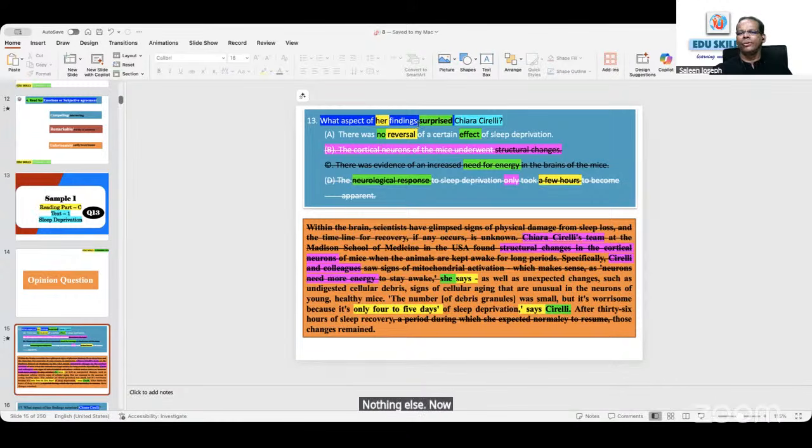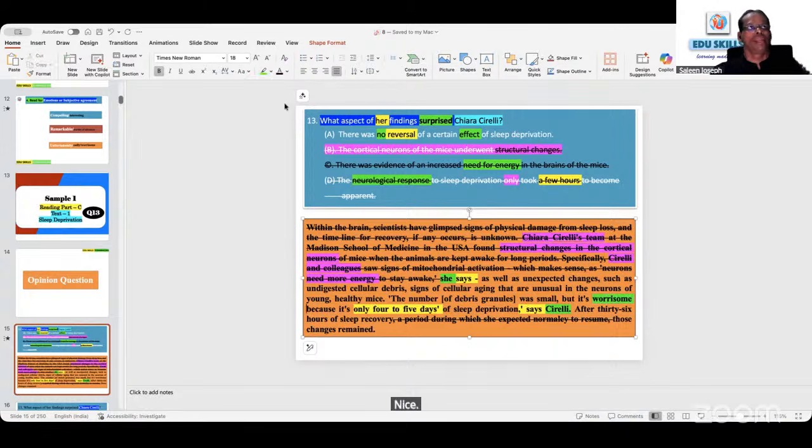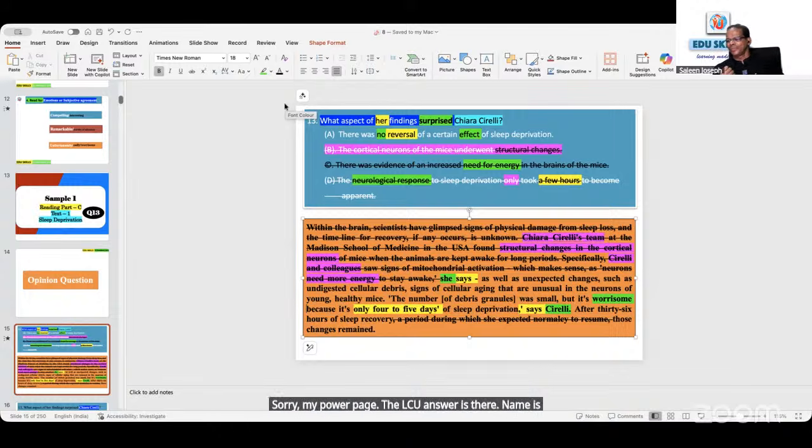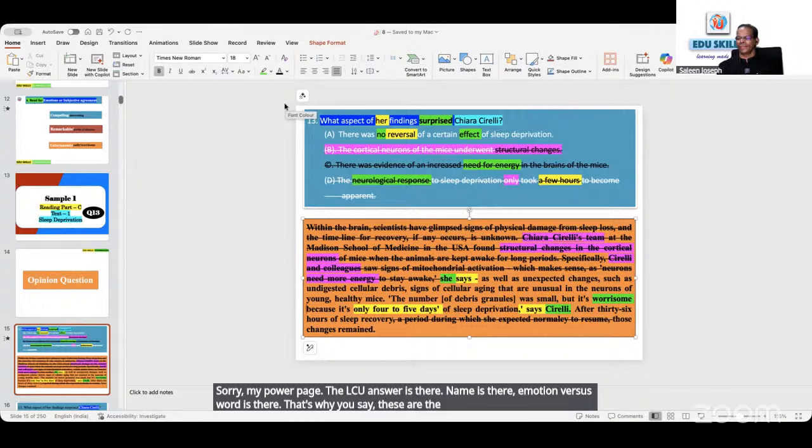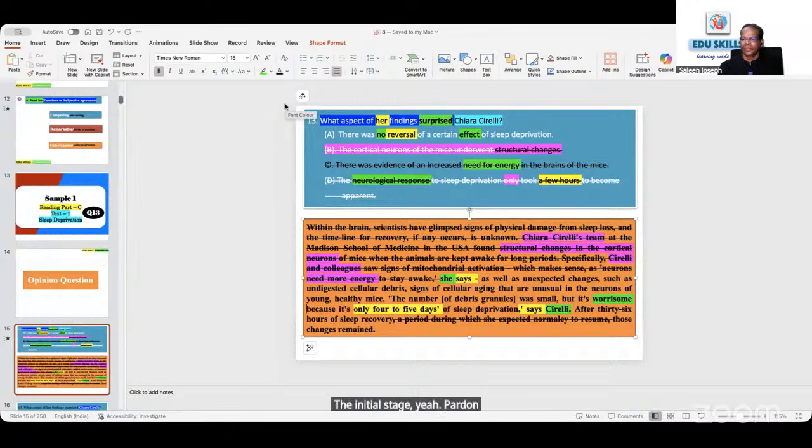Now, do you have any emotional word in the text? Worrisome. That tells you the answer is there. The name is there, the emotion-based word is there. That's why these are the things to be focused on. Also the contrast word is there. There are many others, maybe three or four more. I'll highlight it. One principle I am not taking now, because that is not connected with the opinion question.